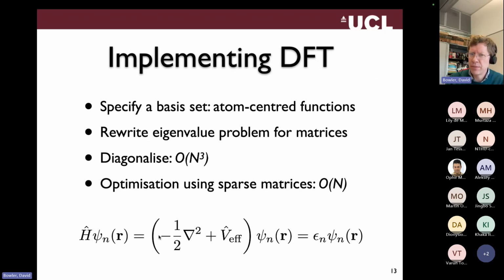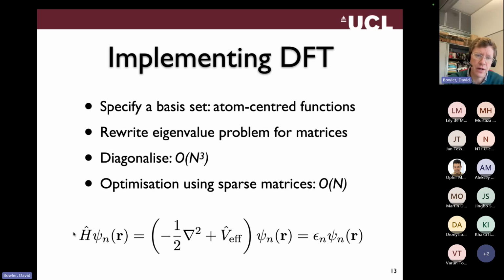But the point is that when we implement DFT, there are various different ways of doing it. The way that Conquest works is by using localized atom-centered functions to represent the wave functions. And what this means is that we can change the Schrödinger equation, this eigenvalue problem down at the bottom here, into a matrix problem. And we all know that there are extremely efficient ways of solving for the eigenvalues and eigenvectors of a matrix using linear algebra on large computers. And that's one of the techniques we use in Conquest. We will just diagonalize the matrix.